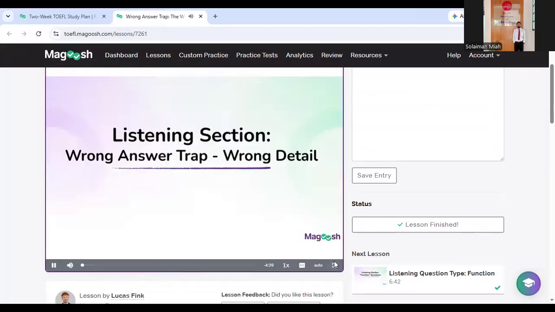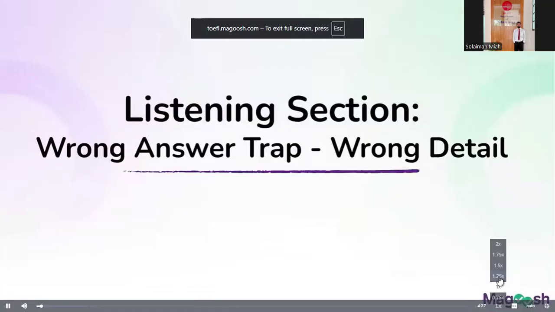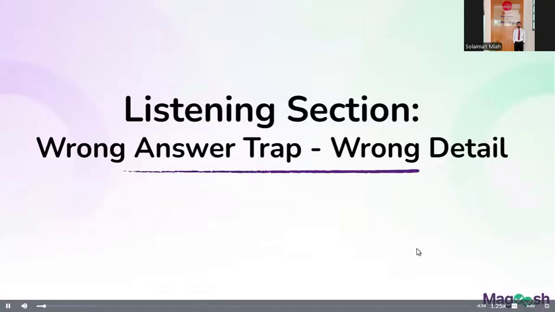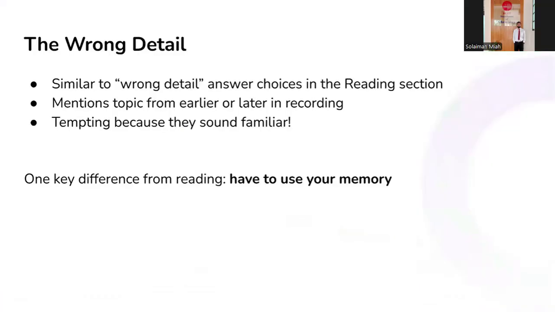In this lesson, we'll look at a common trap in the answer choices of listening questions. These answers include keywords or information that you heard, but don't match the question being asked. If you watched all the lessons on the reading section, you've seen this same type of trap before. Wrong detail traps in the listening section are basically the same as the ones in the reading section.